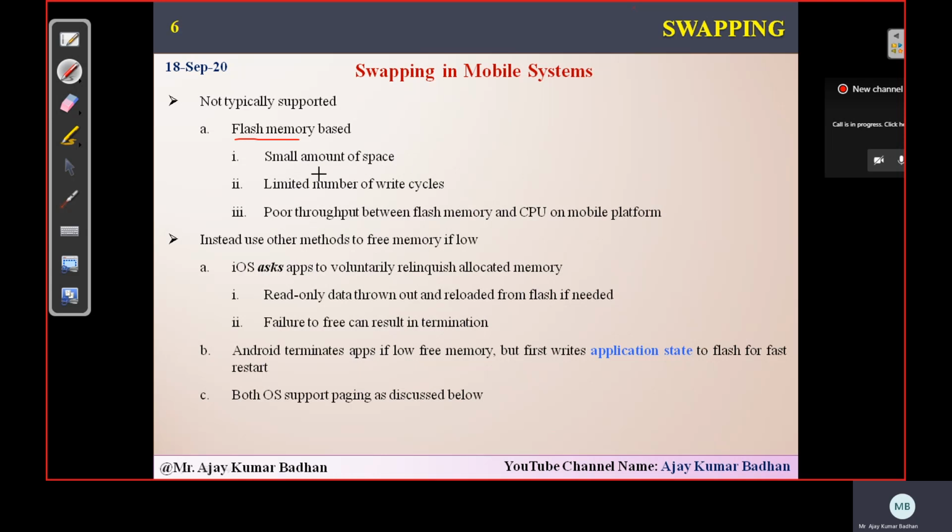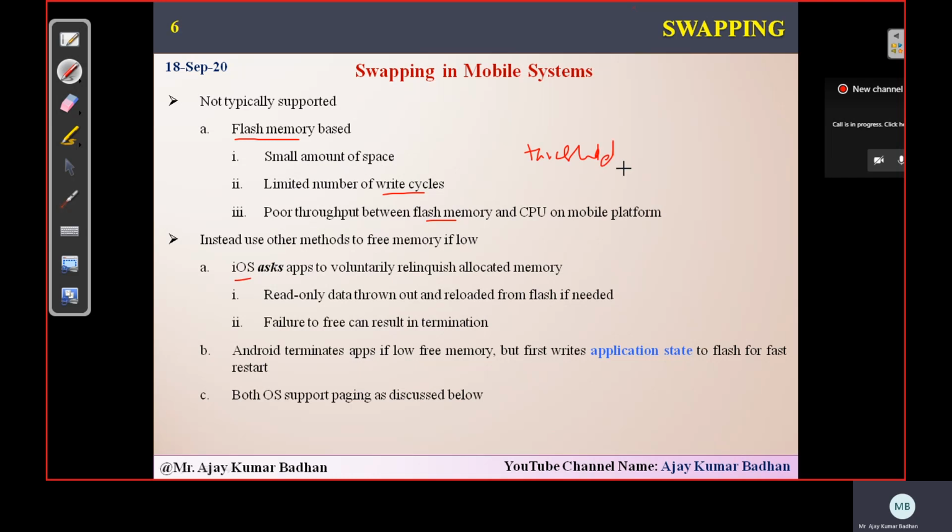If you talk about flash memory here, it is small in space. That is the reason it has a limited write cycle. Uploading and downloading, swapping in and swapping out, take very few write cycles. If you do more than that, the flash memory will start draining up, and we may not get proper throughput. So for that purpose, Apple iOS uses some strategy. The strategy is that it also uses a threshold concept here.